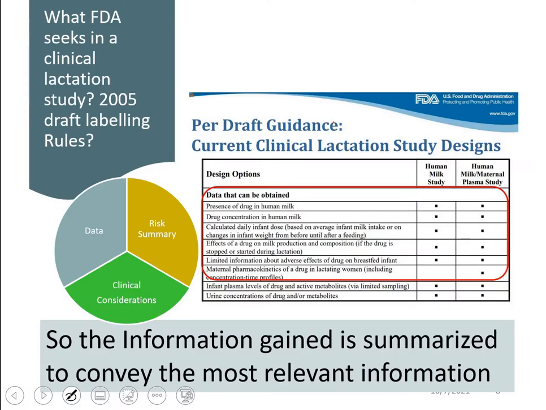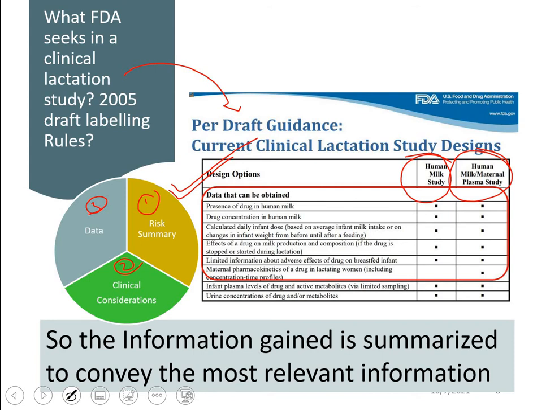So what should be targeted? This slide tells you that the human milk study and the human milk versus maternal plasma study, or the milk-to-plasma ratio, should be targeted. That is very important. In a lactation study, the focus is on three parameters: the risk summary, the clinical considerations, and the data. There may or may not be data, and there may be information related to the risk summary or clinical considerations, but it depends.